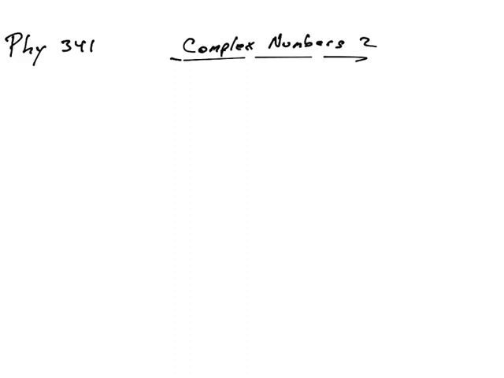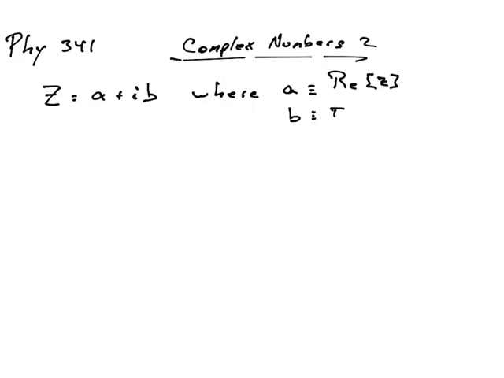All right, let's continue our discussion about complex numbers. Last time, of course, we saw that a complex number z can be written as, for instance, a plus ib, where a is defined as the real part of the complex number z, and b is called the imaginary part of the complex number z. And again, it's very important, the imaginary part doesn't have the i on it, it's just the number part, the coefficient.